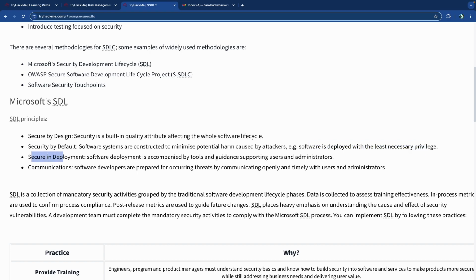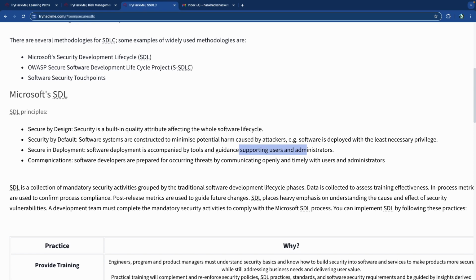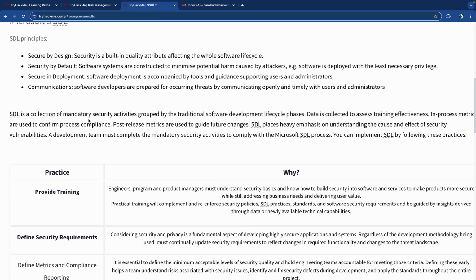Secure in deployment, which means while you're running it, it's accompanied by tools and guidance supporting users and administrators, and of course communication. So developers are prepared for occurring threats by communicating openly and timely with users and administrators. This is Microsoft's security development lifecycle.